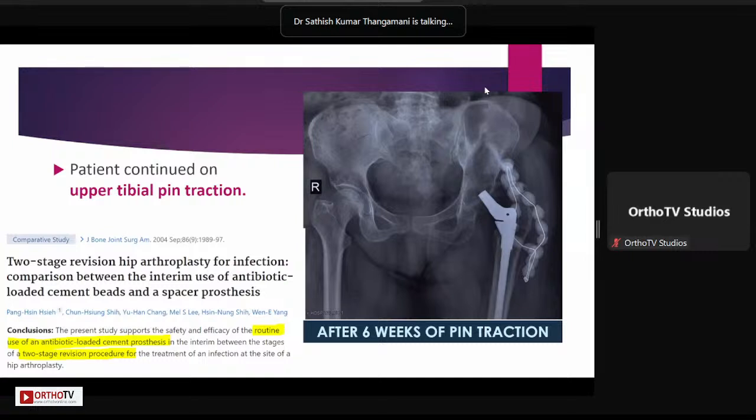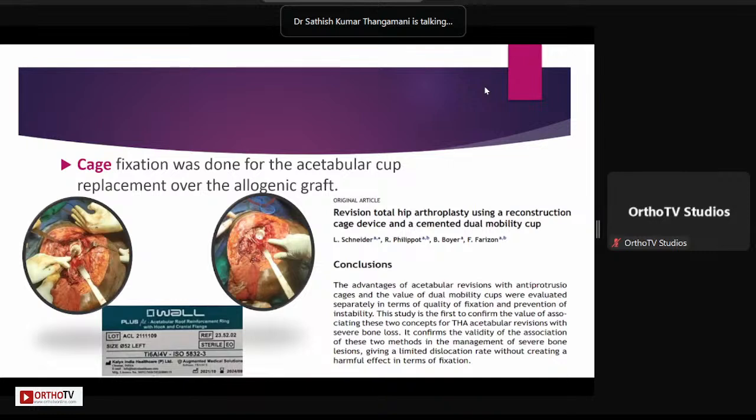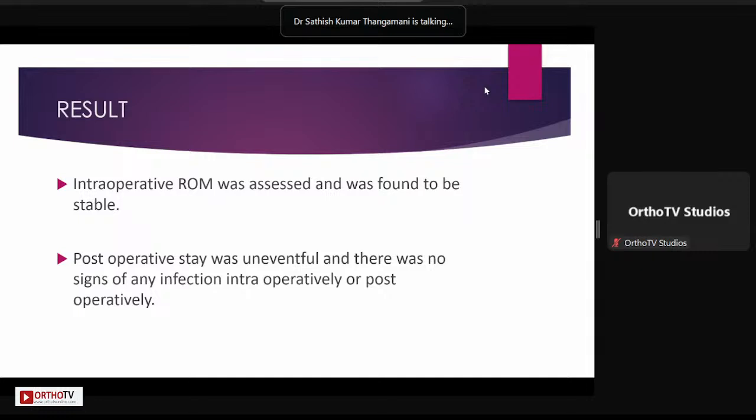You can see that the femur has come down to almost the level of the sternum, and then we used an allograft from our bone bank, and then we used a cup cage construct. This is locally available to us. It was from Plus, of size 52. And then we did an ETO, and we used a cemented long stem and SS wires to hold them. We also ensured that it was stable intraoperatively, and post-operative events were also uneventful.